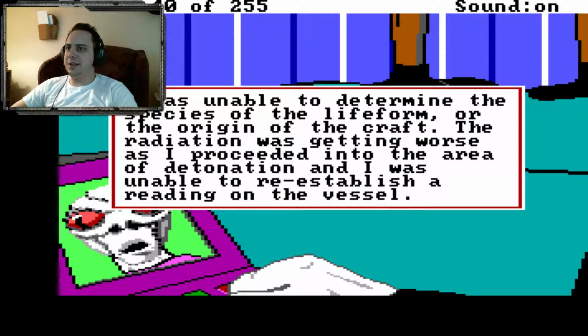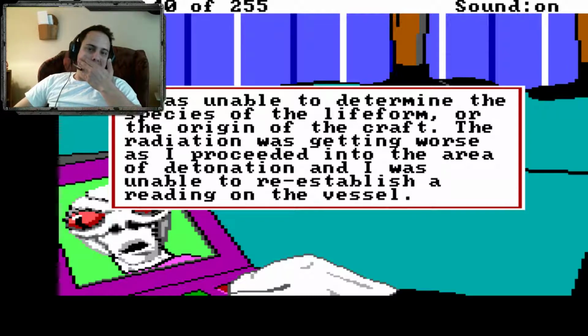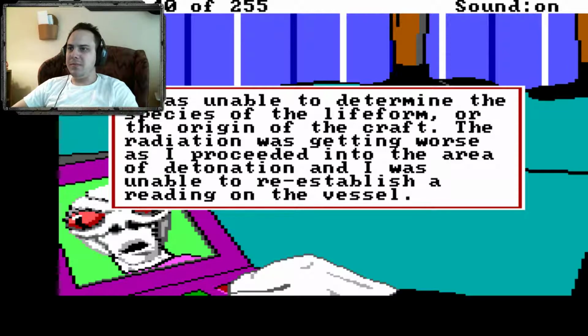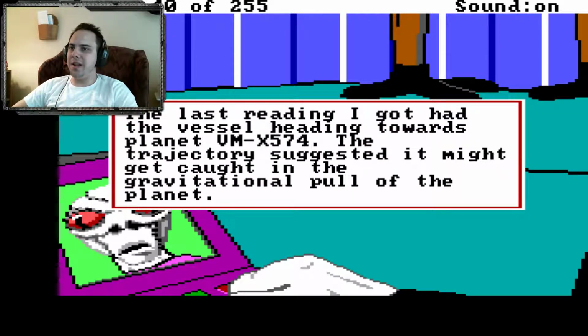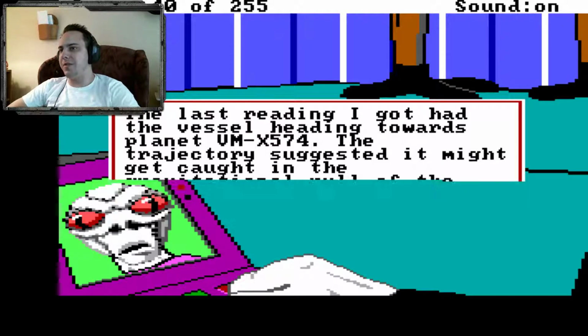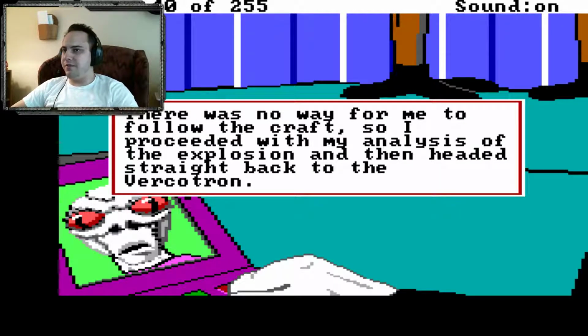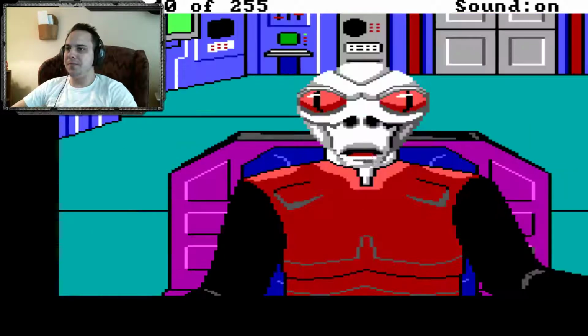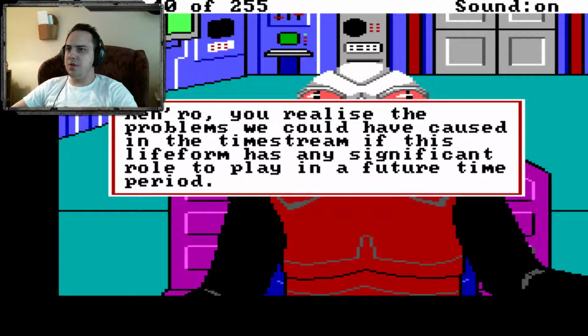I was unable to determine the species of the life form or the origin of the craft. The radiation was getting worse. Excuse me. The radiation was getting worse, and I proceeded into the area of detonation, and I was unable to re-establish a reading on the vessel. The last reading I got had the vessel heading towards planet VMX-574. The trajectory suggested it might get caught in the gravitational pull of the planet. There was no way for me to follow the craft, so I proceeded with my analysis of the explosion and then headed straight back to the Virkotron. Kenro, you realize the problems we have caused in the time stream.